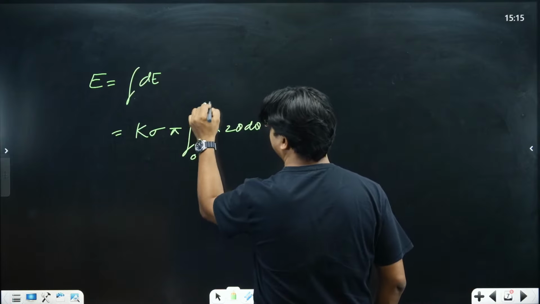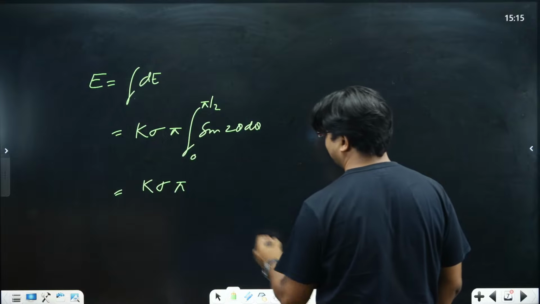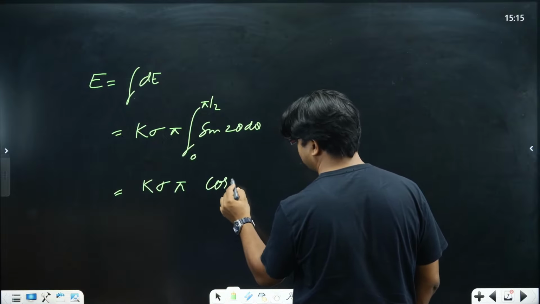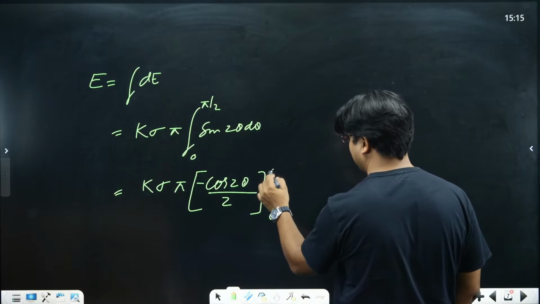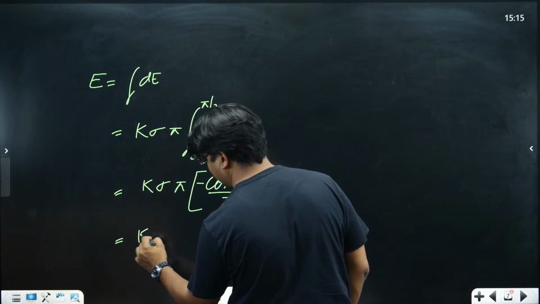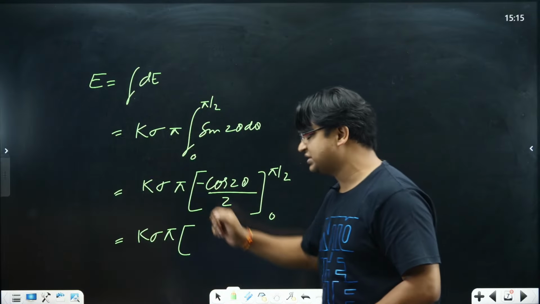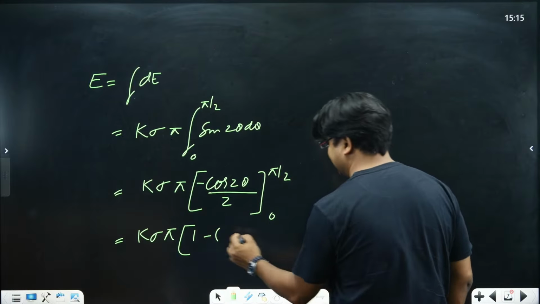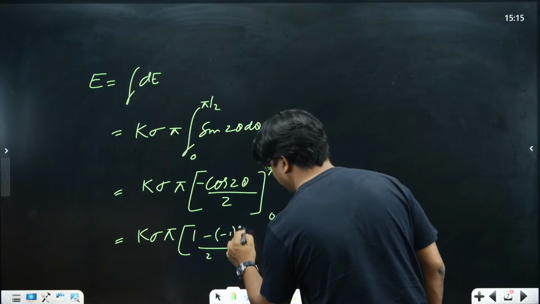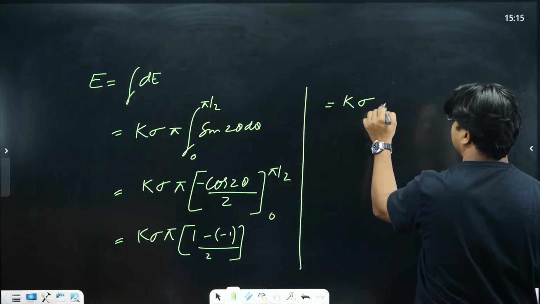So let's write that. This is 0 to pi by 2. So it will become k sigma pi, and then integration of sine 2 theta would be cos 2 theta divided by 2 with a minus sign, 0 to pi by 2. So this will become k sigma pi, and then I'll put 0 first to adjust this negative sign. So cos 0 is 1, and then cos pi will become minus 1, divided by 2. So this entire thing becomes 1 only. So the result that we are getting is k sigma pi.